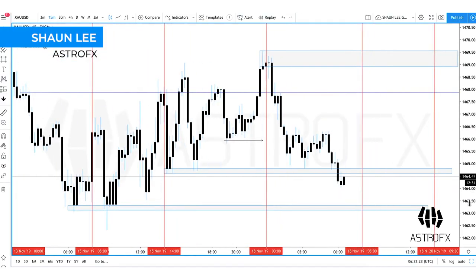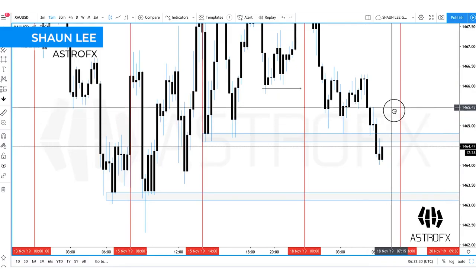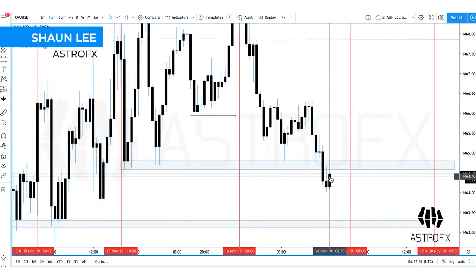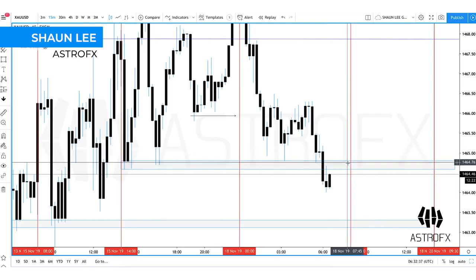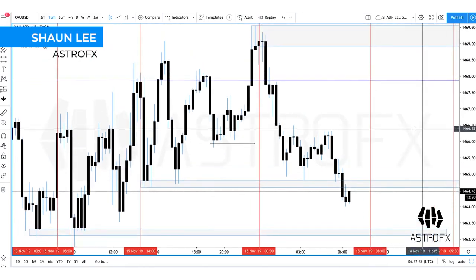So at the moment, gold, as you can see, a new candle has just opened on the 15-minute time frame. So what we need to see is once we're breaking back above this area, we could then test into it and then shoot back to the upside.